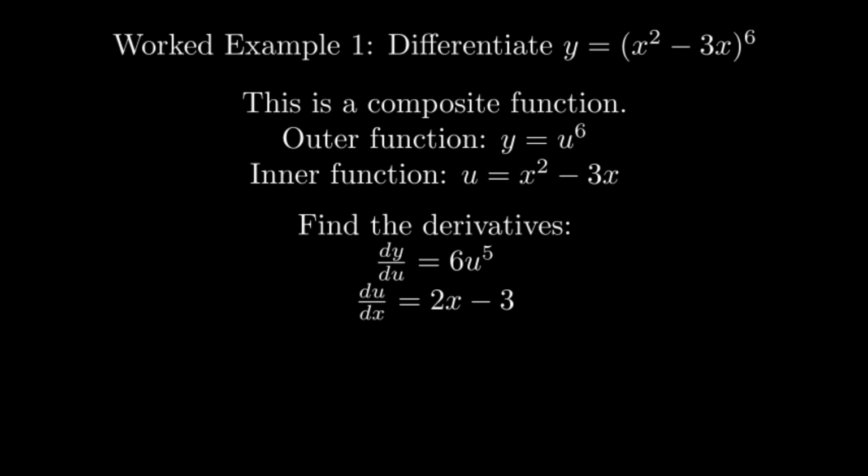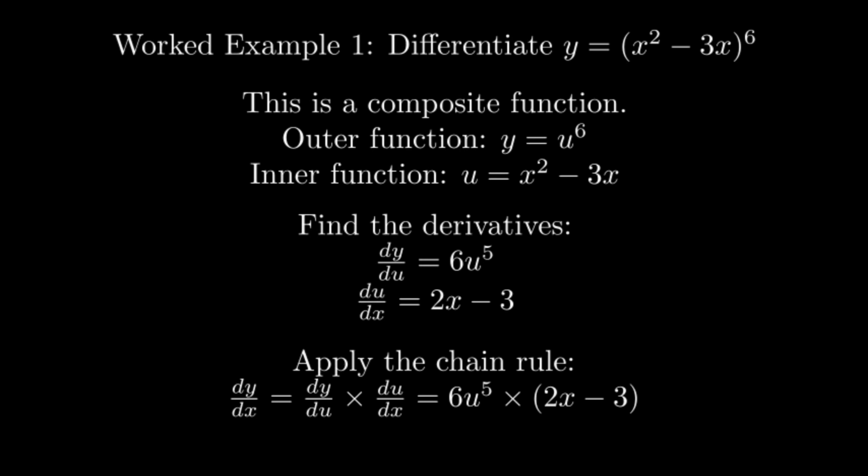First, the derivative of y with respect to u. The derivative of u to the 6th is 6u to the 5th. Second, the derivative of u with respect to x. The derivative of x squared minus 3x is 2x minus 3. Now we multiply these two parts together. So dy/dx is equal to 6u to the fifth times the quantity 2x minus 3.